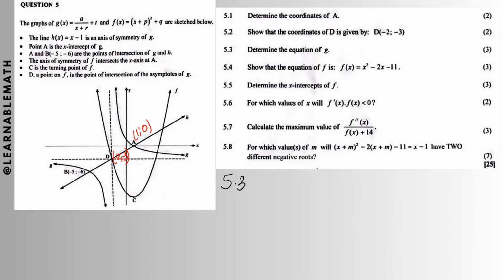So 5.3, they said determine the equation of G, right? So G is the hyperbolic function.